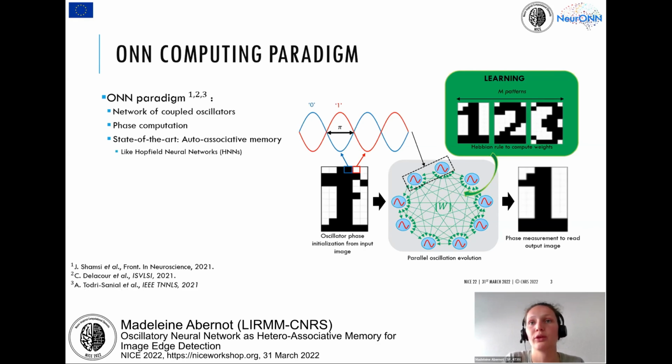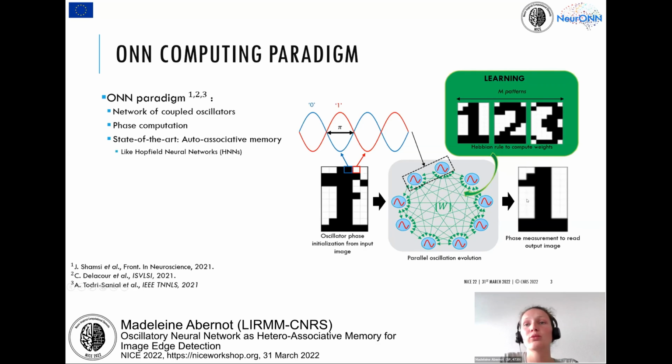Using this phase computation with fully coupled recurrent networks of oscillators, it is shown in the literature that they can work as auto-associative memory, like Hopfield neural networks. It means that we can learn some patterns using unsupervised learning rules like Hebbian, Storkey, or others. When we learn the patterns, we represent them in the weights between the neurons. So if we input a corrupted pattern, for example an image pattern with 30 pixels, the network will evolve and stabilize to the learned patterns.